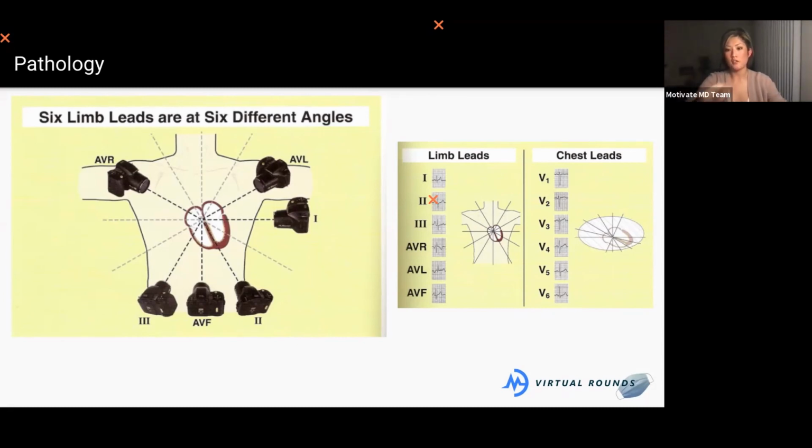We have the time. So V2, 3, 4, 5, 6 are placed along the chest like this. That's kind of taking a cut of the chest laterally. And then 1, 2, and 3 create a triangle. You know what? I didn't explain it well. We're going to move on because if I do more, it's going to get confusing. But basically each lead looks at the heart from a different angle. We can correlate pathology in some of those leads to what part of the heart is being affected by pathology.